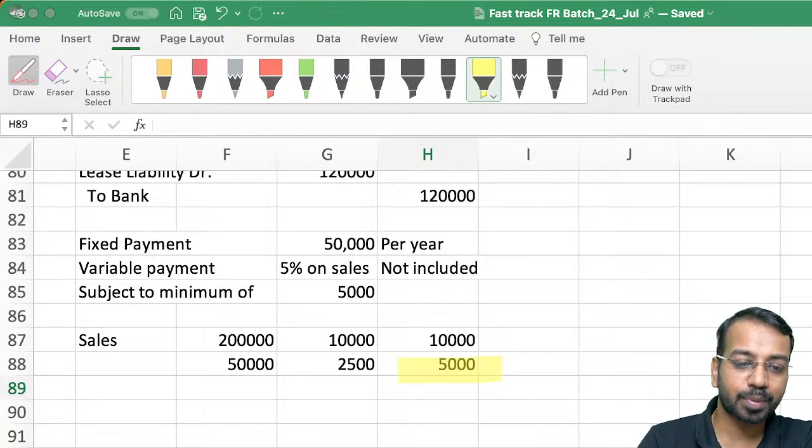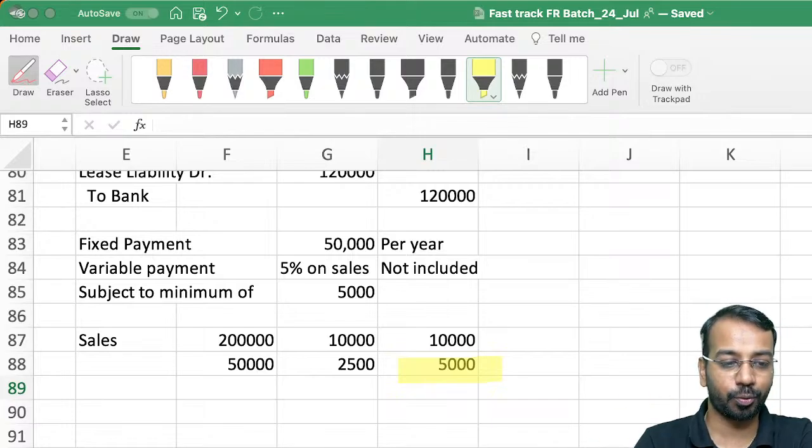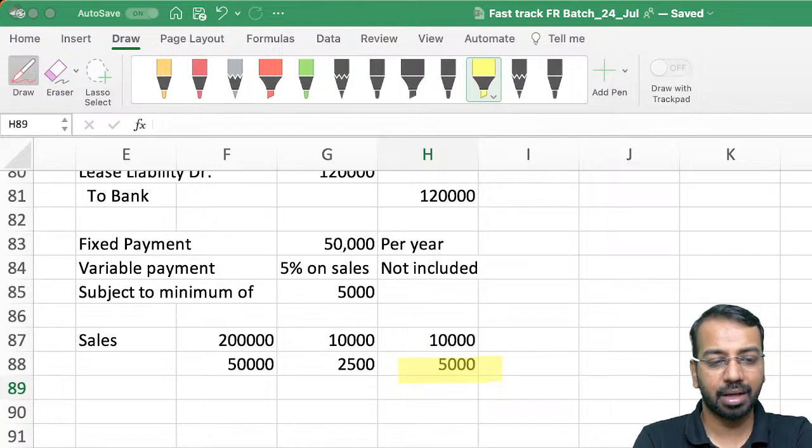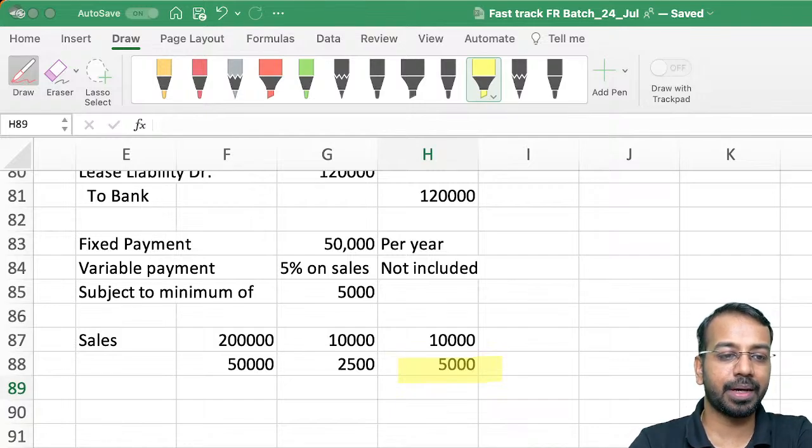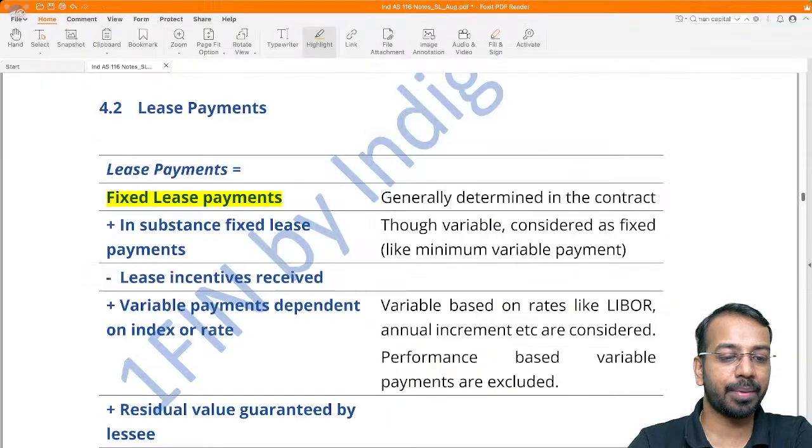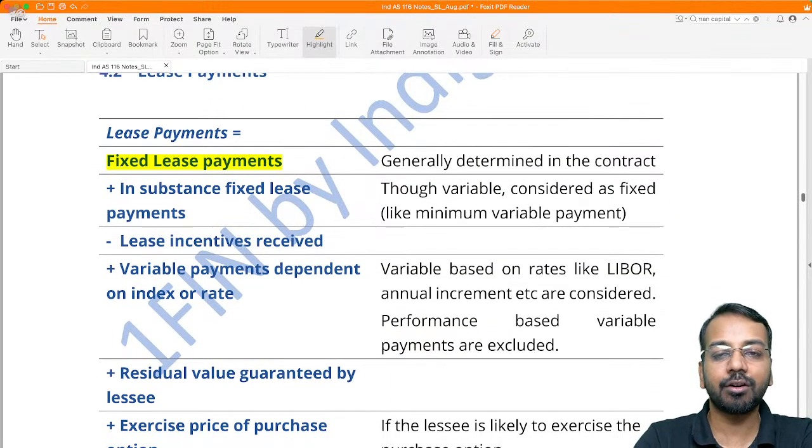But if it is in substance fixed payment, it is included. If you have any confusion here, please let me know so that I can clarify that. Otherwise, we can continue ahead. So the second aspect is in substance fixed payment, that is to be included. Then, if at all there are any lease incentives we discussed in the previous class, that will be excluded.